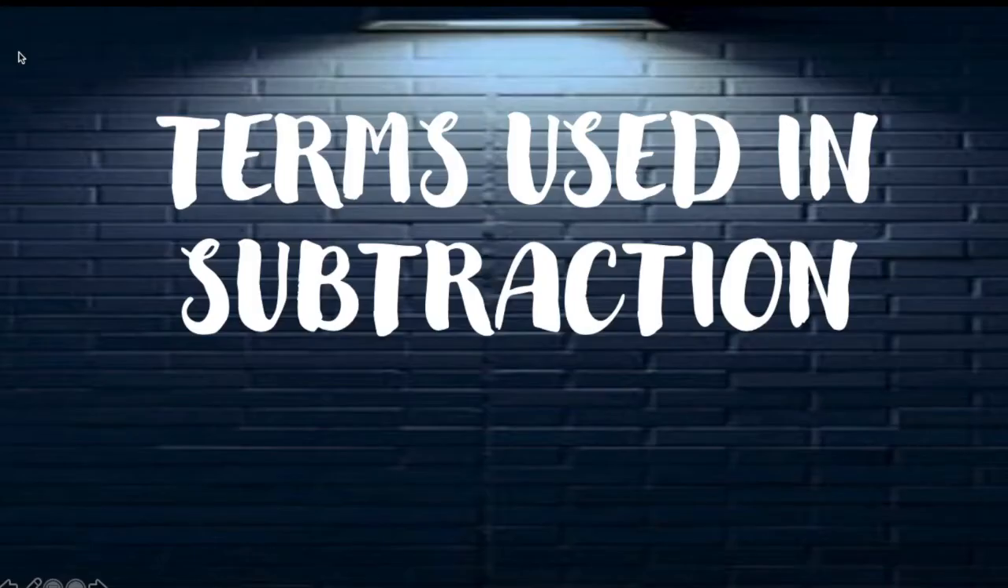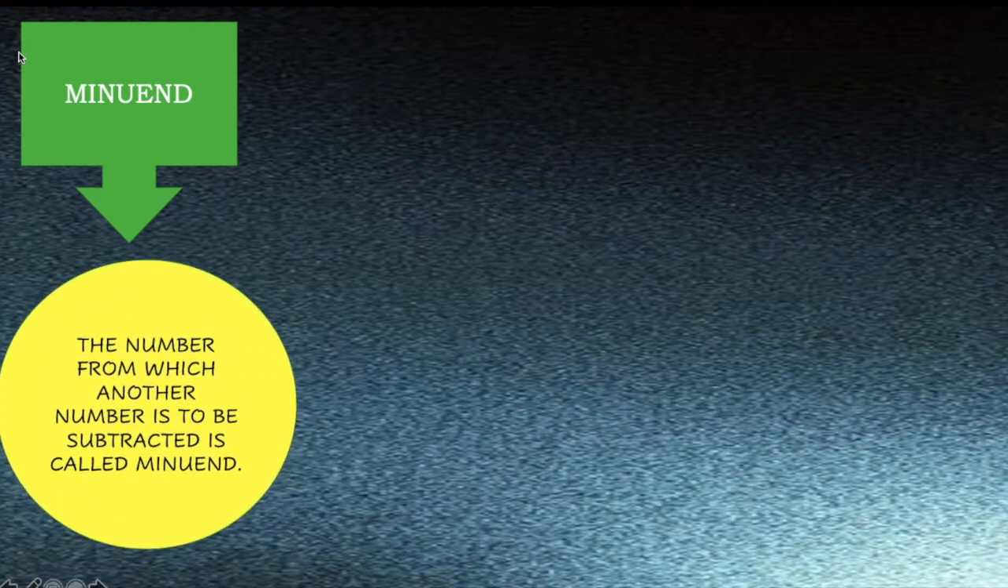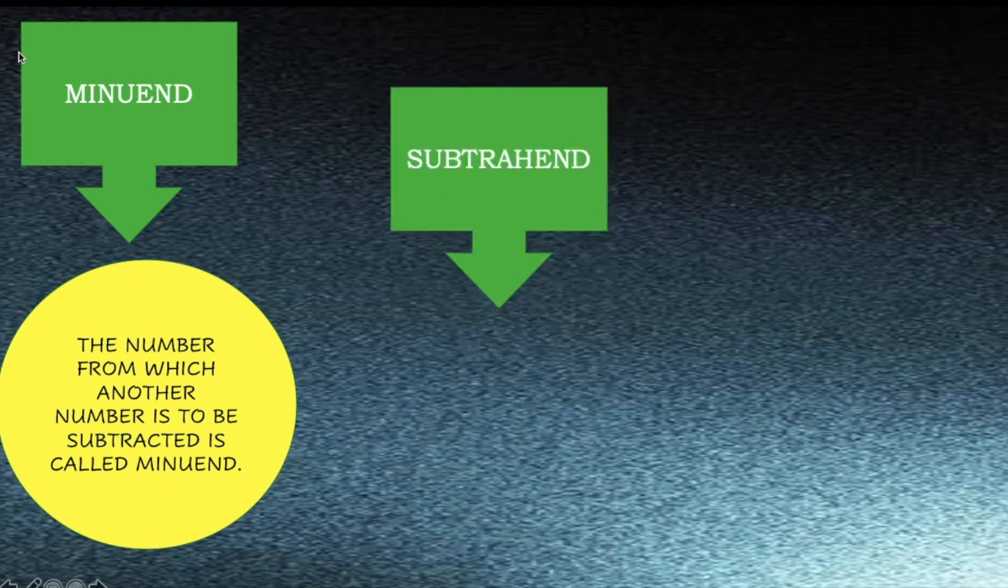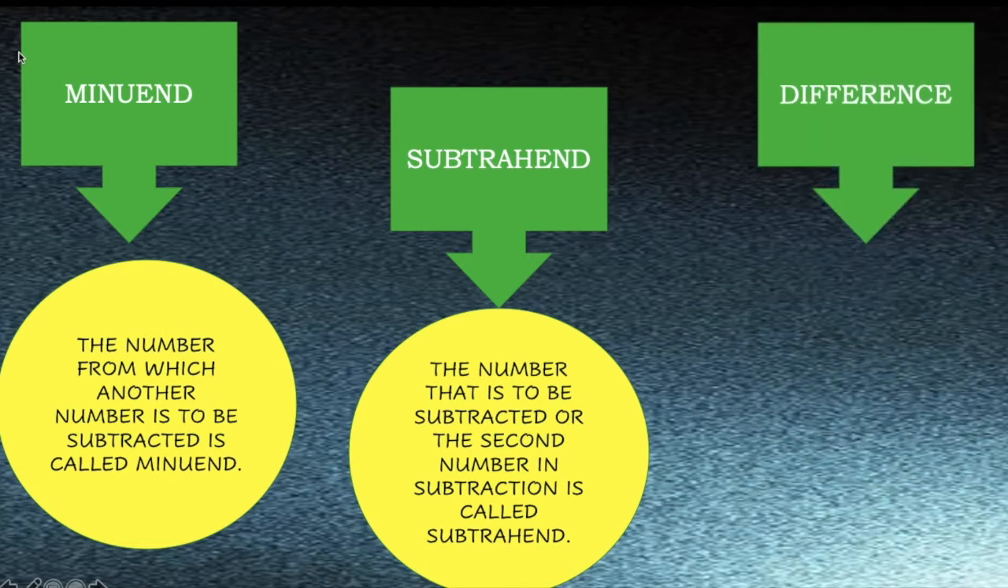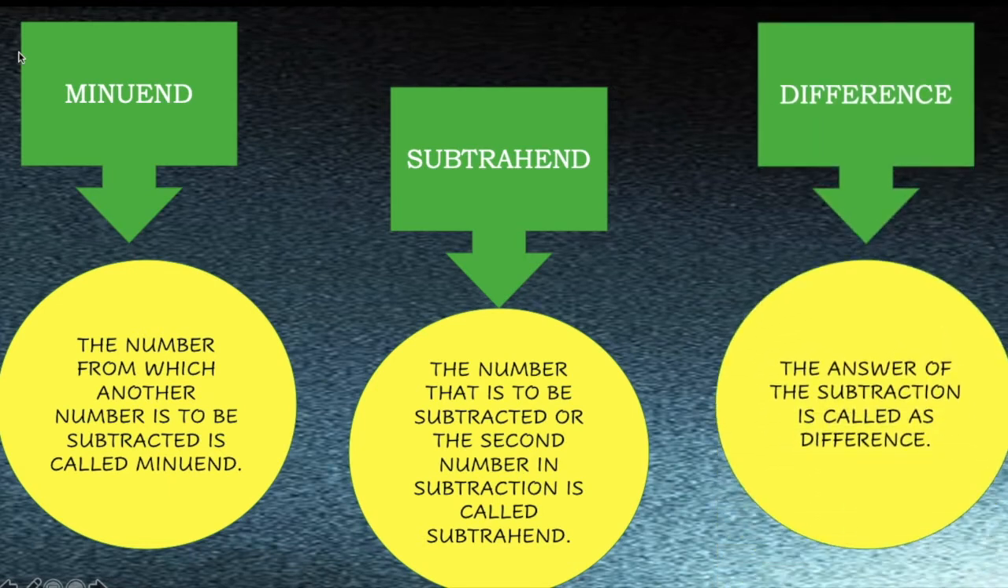Come, let us see what the terms used in subtraction are. The first term used in subtraction is minuend. What is minuend? The number from which another number is to be subtracted is called minuend. Then we have subtrahend. What is subtrahend? Subtrahend is the number that is to be subtracted, or the second number in the subtraction. Then what is difference? The answer of the subtraction is called the difference.